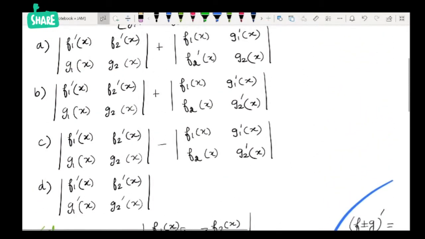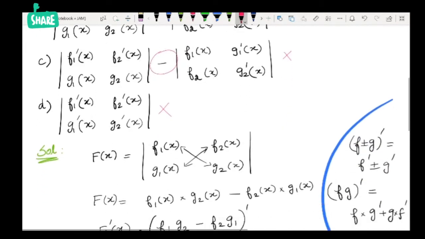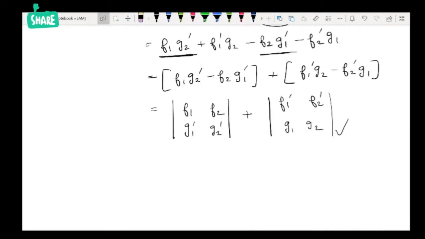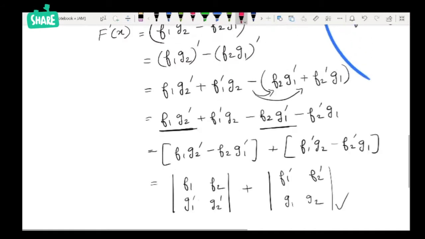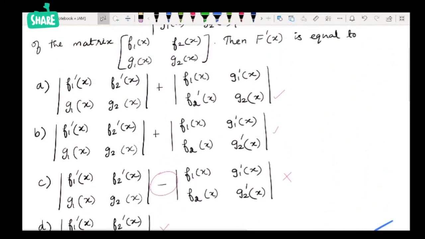Okay, so you can clearly see that option D is not the right answer because it has only one term. Option C is also not the right answer because it's combined with a negative sign and we got only the positive sign. So it should be between A and B. So the first term we got here is f1 f2 g1 dash g2 dash, and that term is same as this one, right? F1 F2 G1 dash G2 dash.